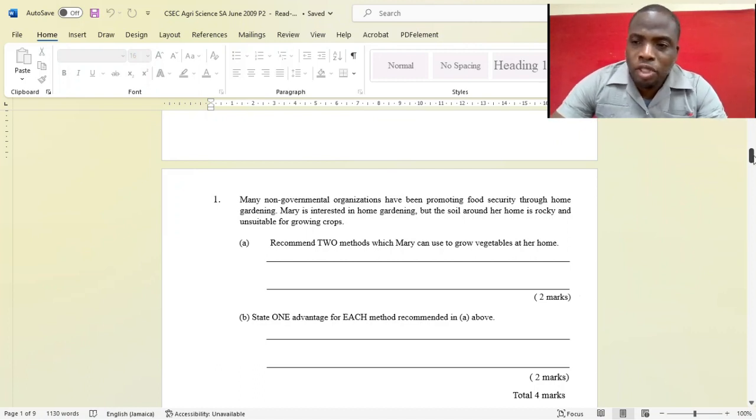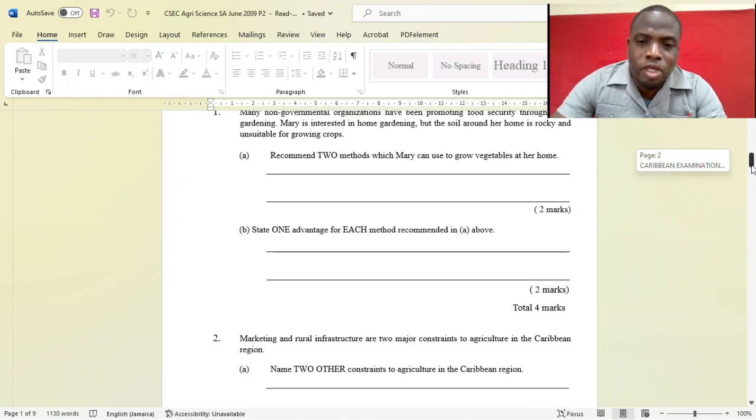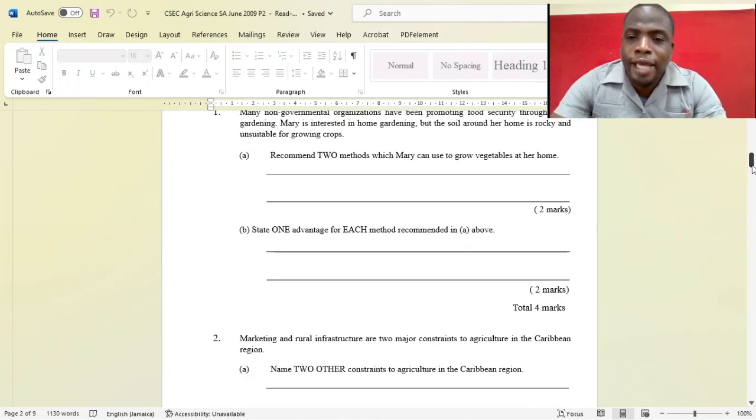Now, two methods. We can tell Mary to adopt what we call hydroponics. And that is basically growing her crops in a soilless medium. And so she can set up a nutrient film technique or an ebb and flow based on her preference, and basically still have the ability of growing her crops without the use of soil.